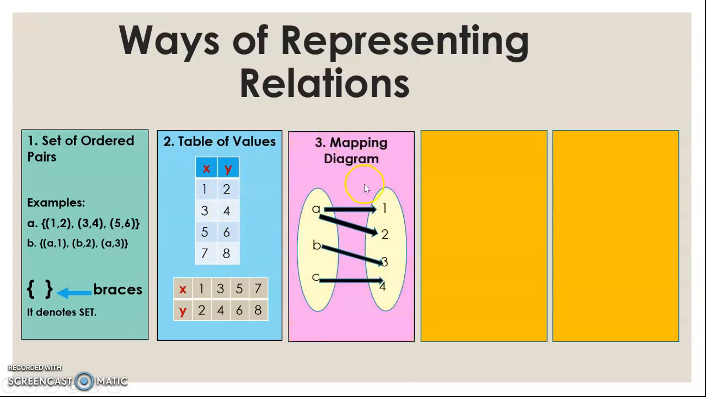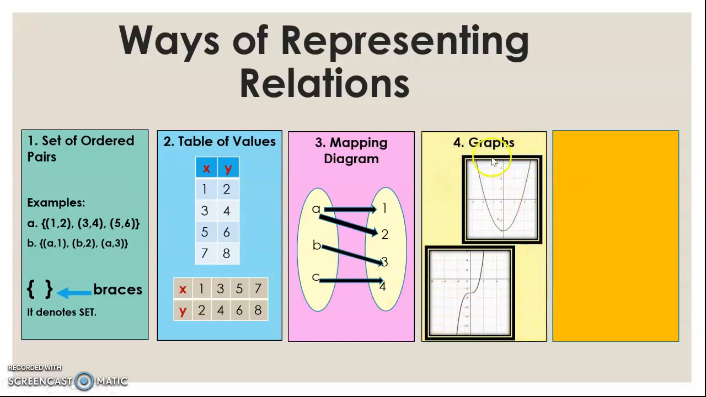Now the third way of representing a relation is through a mapping diagram, or we also call it an arrow diagram. So ganito ang itsura ng mapping diagram. Pwedeng gumamit ng any shape, pero usually or kadalasan ang ginagamit ay oblong and rectangle. And again, mayroon tayong makikitang association through the arrows. So A is associated with 1 and 2 here in our example. B is associated or is paired with 3, and C is associated or paired with 4.